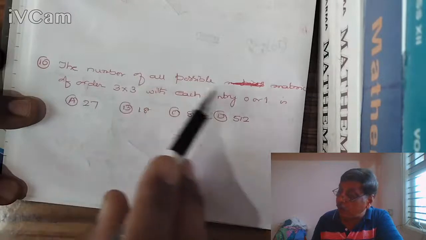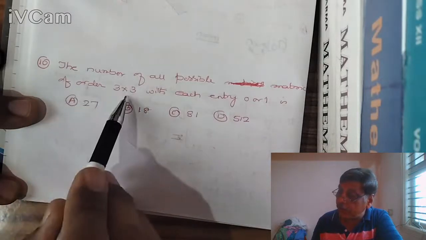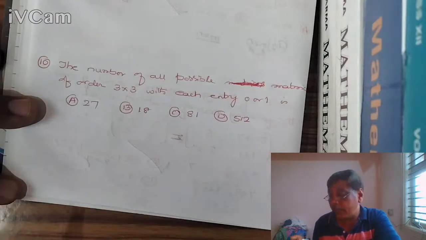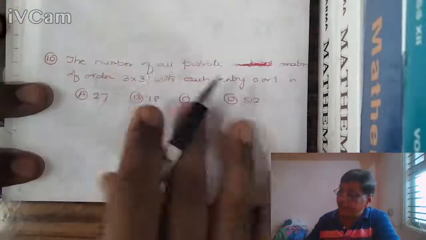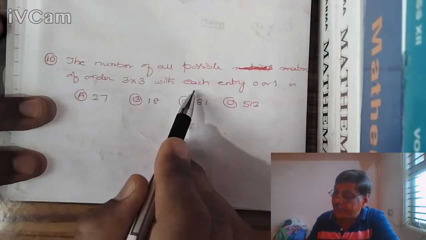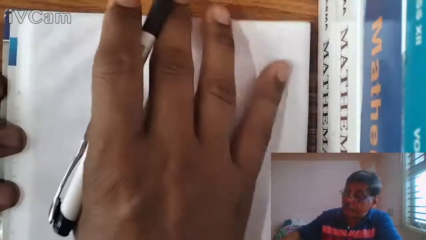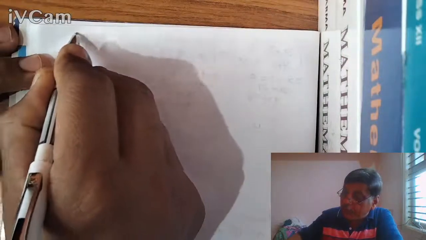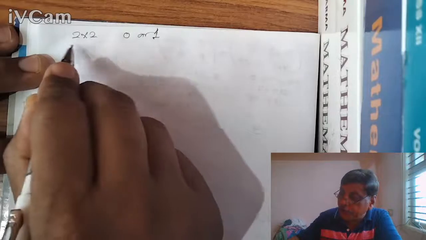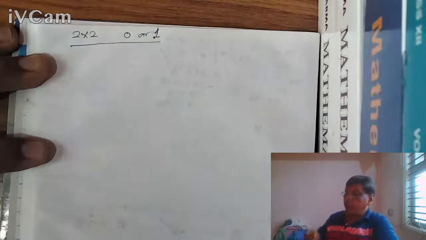The number of all possible matrices of order 3 by 3 with each entry 0 or 1. Did you get it or not? Before going to this question, I will take one question as an introduction to this one. Let us first find the possible matrices of order 2 cross 2, where each entry is either 0 or 1. This is an introduction to solve the question number 10.